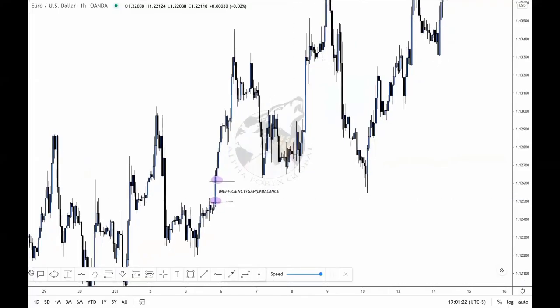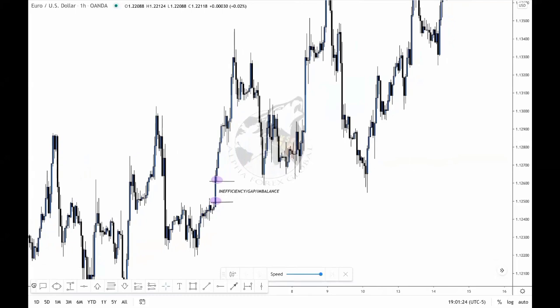Hey guys, in this video we'll be looking at inefficiency, also called a gap or imbalance. So what is imbalance? Imbalance is basically an area where there is unequal trading taking place, where there are only buyers or only sellers in the market. In this case, only buyers.